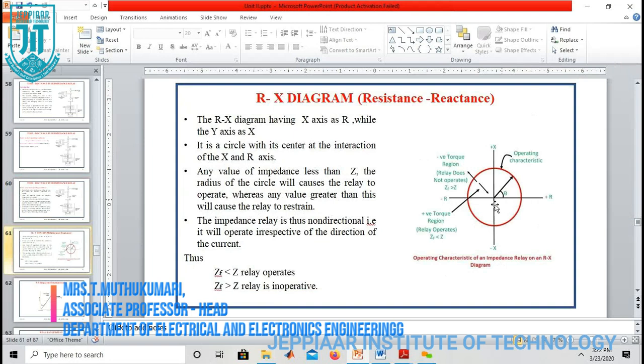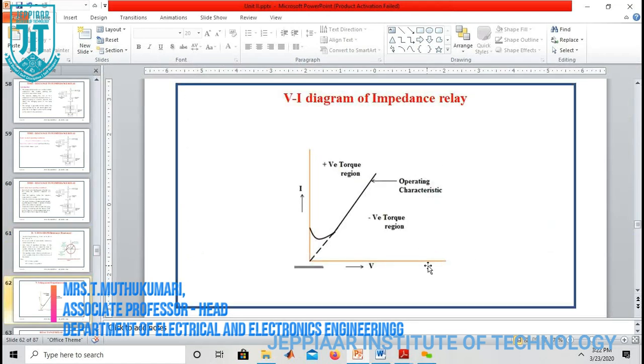And this is the RX diagram. In the RX diagram, the x-axis represents the resistance and the y-axis represents the reactance value. If ZF is less than Z, the relay operates. If ZF is greater than Z, the relay is inoperative. This is the VI diagram of the impedance relay, V and I. Here this region is called the positive torque region and this region is called the negative torque region.